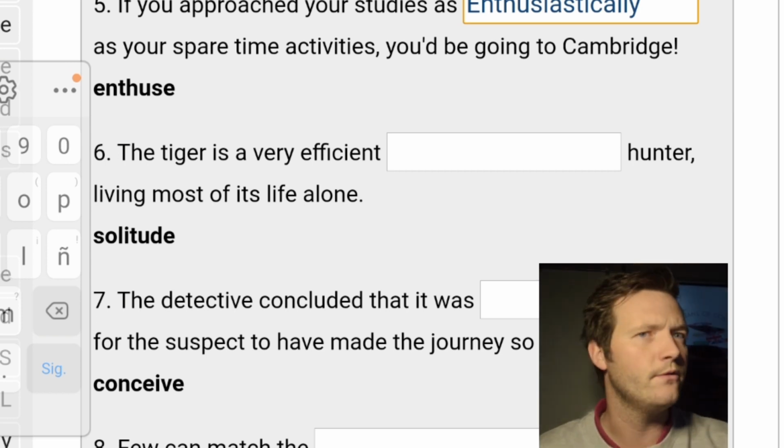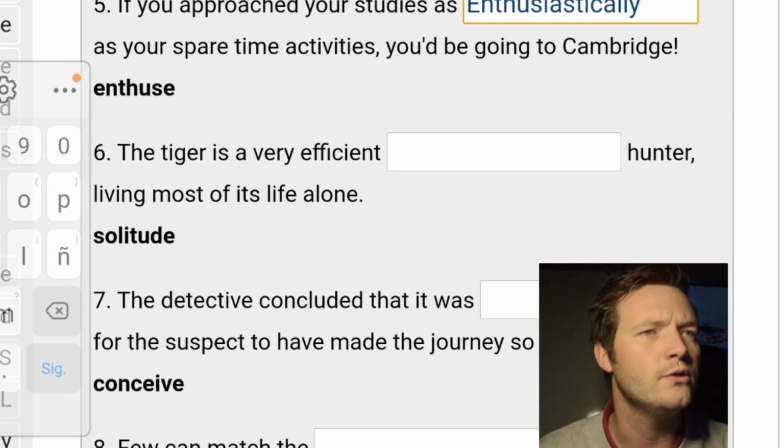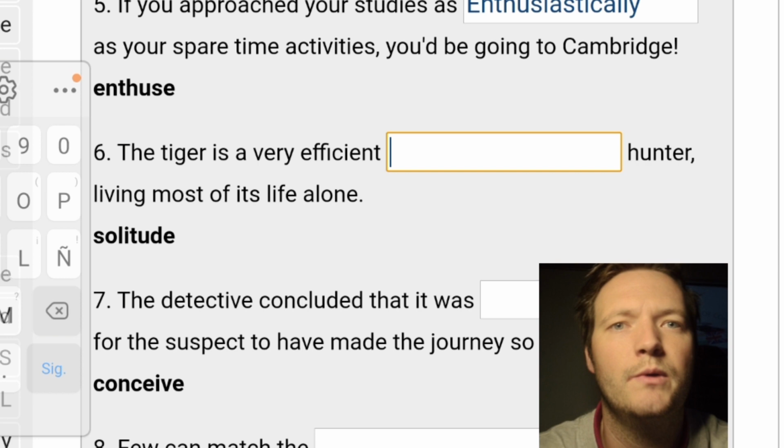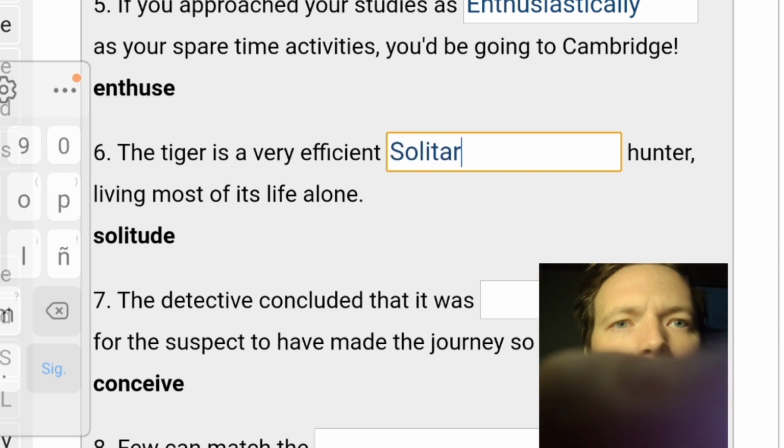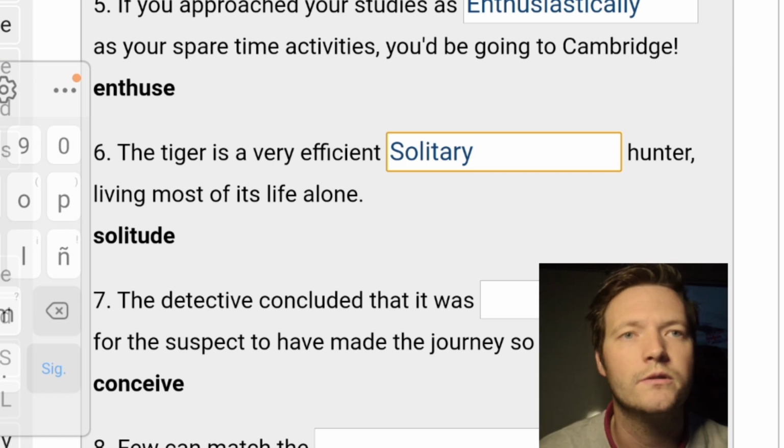The tiger is a very efficient solitary hunter, living most of its life alone. Yeah, well, we've seen this one already as well. Solitary. It is a solitary hunter. It hunts alone.